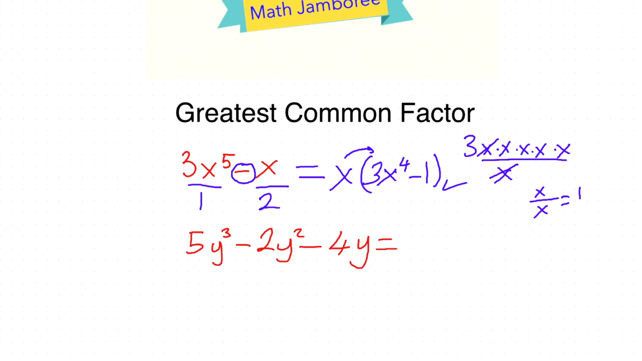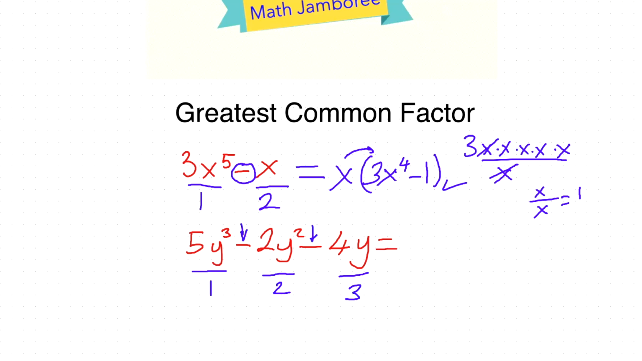Let me also talk about here again how many terms there are. This is our first term, this is our second term, and this is our third term in this expression. Again, the terms are separated by these subtraction signs, negative signs. So we have 3 terms. What's common?